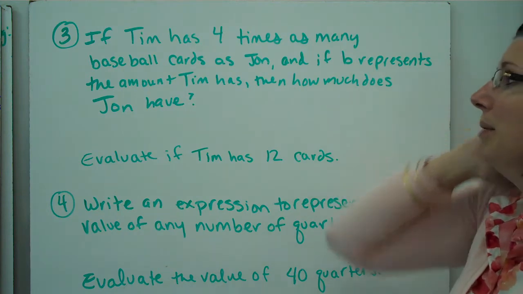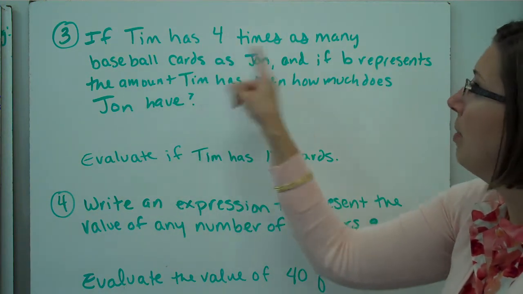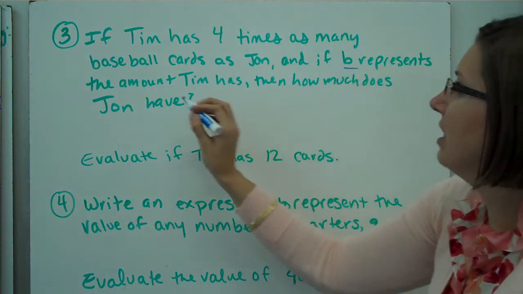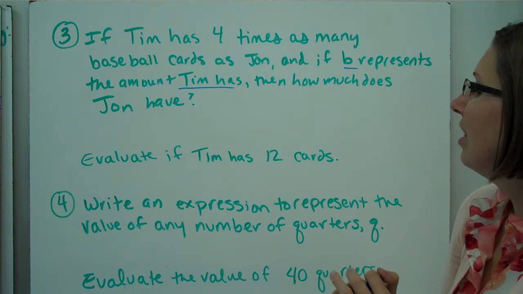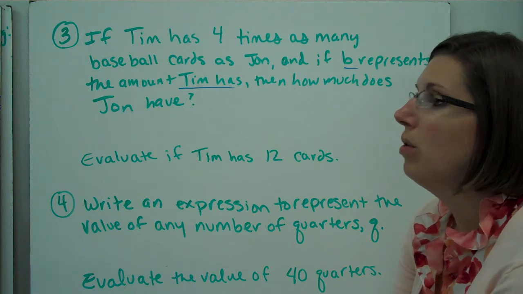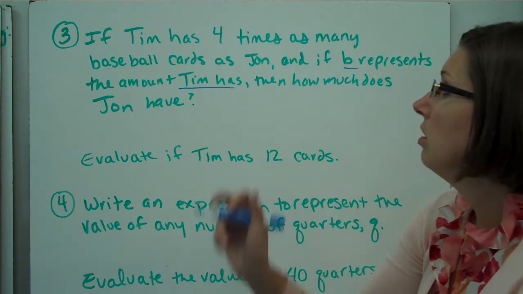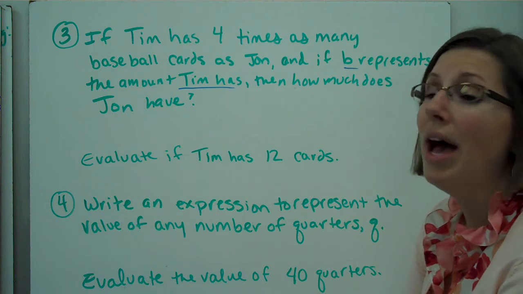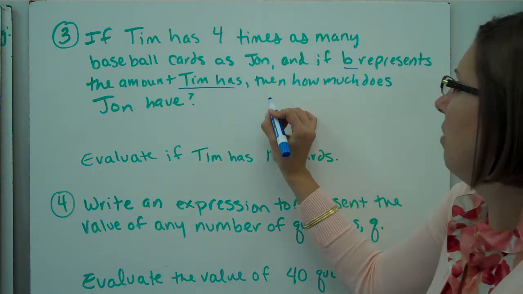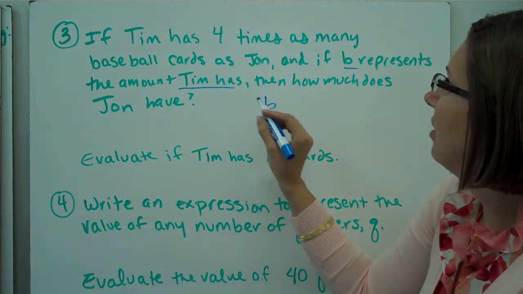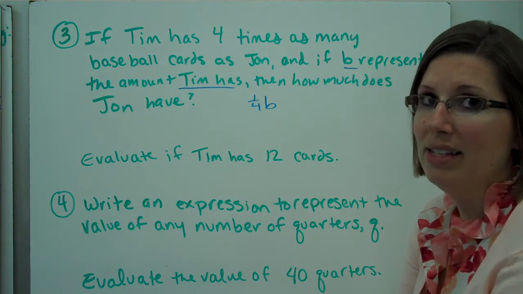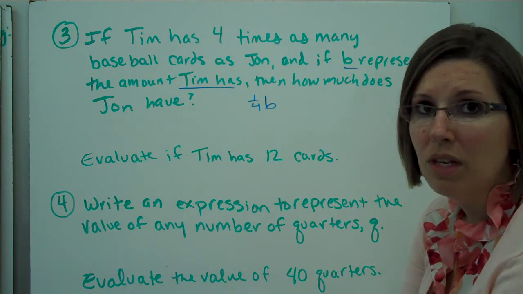Okay, this is a tricky one. If Tim has 4 times as many baseball cards as John, and if B represents the amount Tim has, then how much does John have? Well, I kind of like to think about who's got more, Tim or John? Well, Tim has more. He has a lot more. So if B represents how much Tim has, John will have 1/4 of what Tim has. He'll have less. He'll have 1/4 of it.